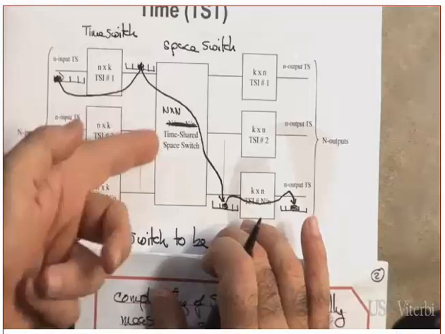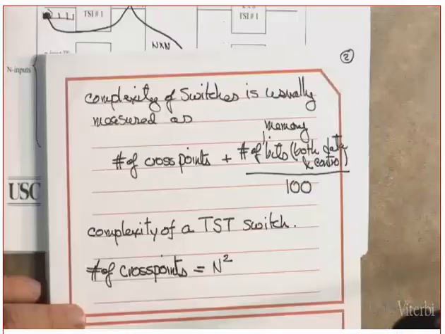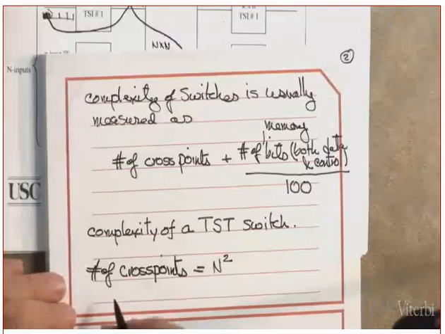At the output do we have K. Yes? What is the address I need? Log what? Log K. Yes? Log what?